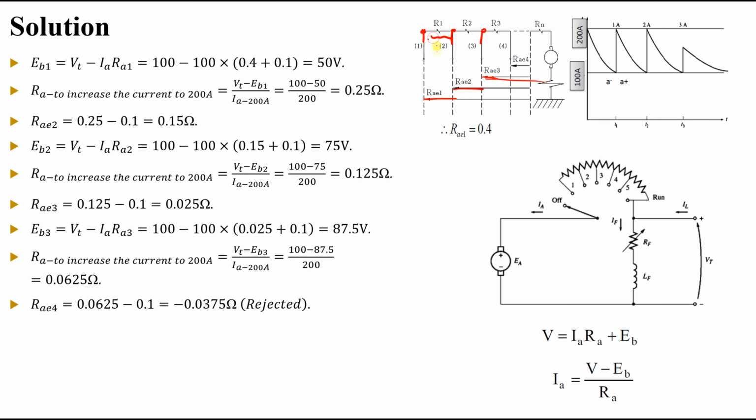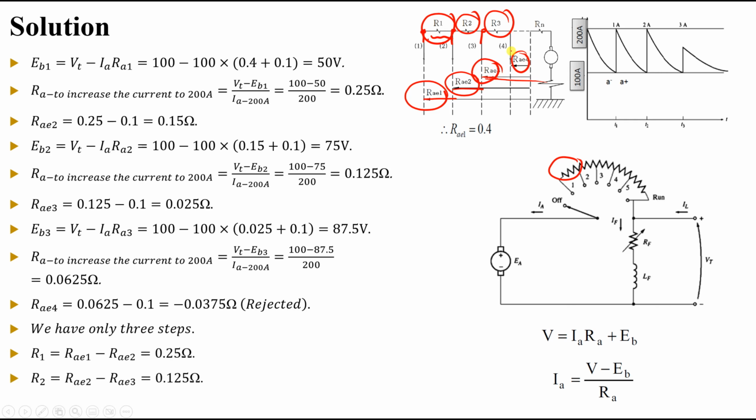R1 will be RE1 minus RE2. R2 will be RE2 minus RE3. R3 is RE3 minus RE4. Now, of course, we don't have R3 because RE4 is a negative value, so we don't have this step here. So we only have two resistances, R1 and R2.